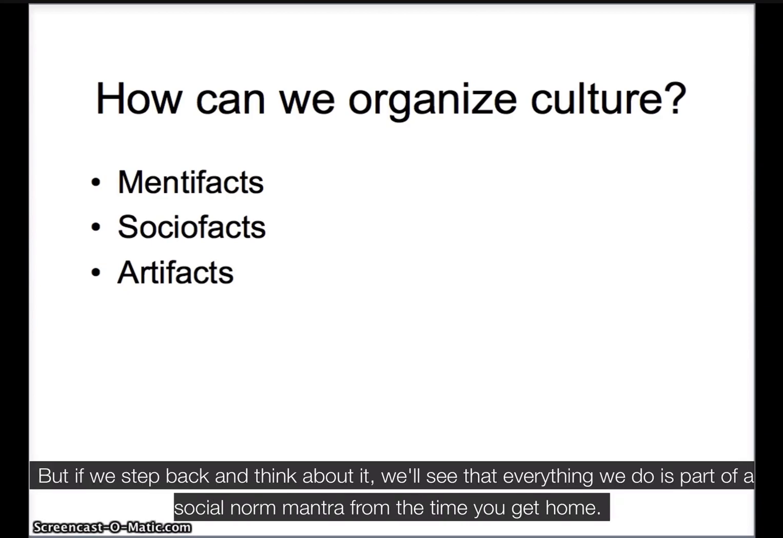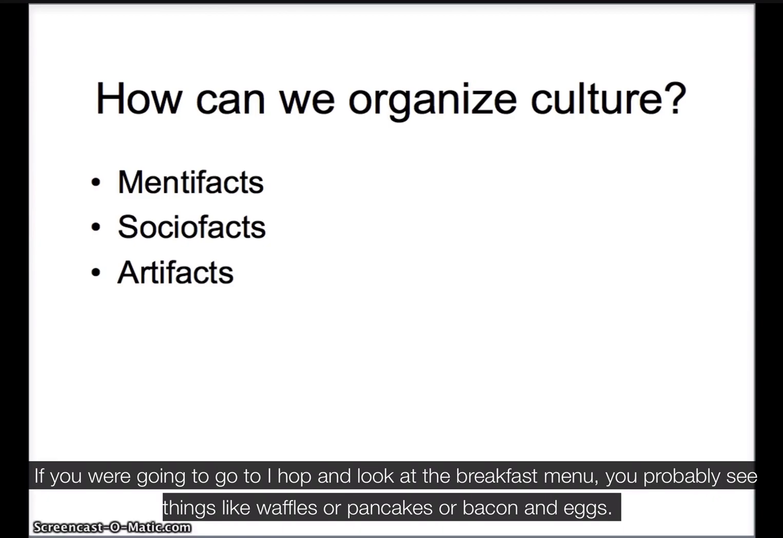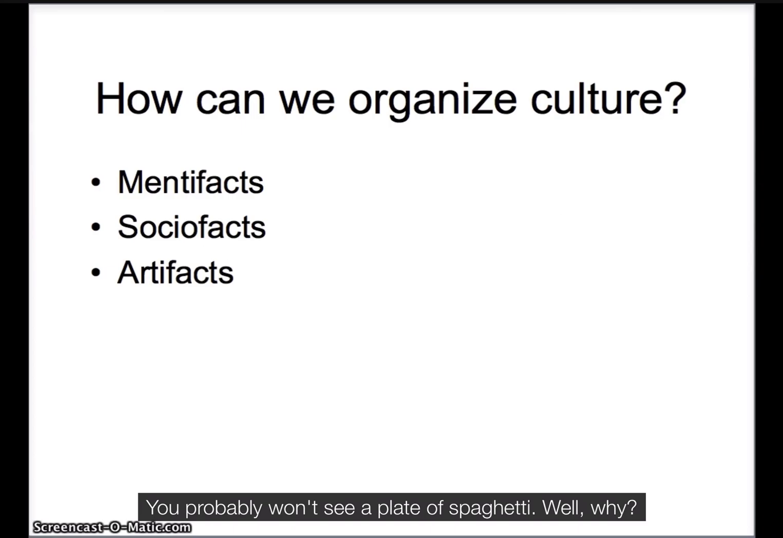But if we step back and think about it, we'll see that everything we do is part of a social norm. I mentioned from the time you get up. When you decide what you're going to eat for breakfast, what is a typical American breakfast food? If you were going to go to IHOP and look at the breakfast menu, you'll probably see things like waffles or pancakes or bacon and eggs. You probably won't see a plate of spaghetti.